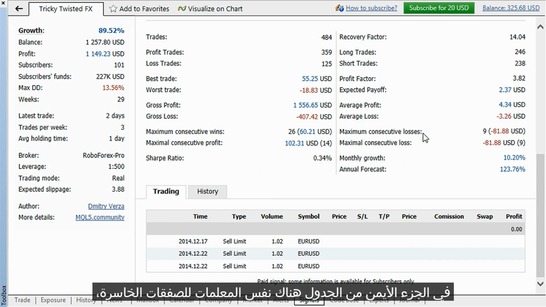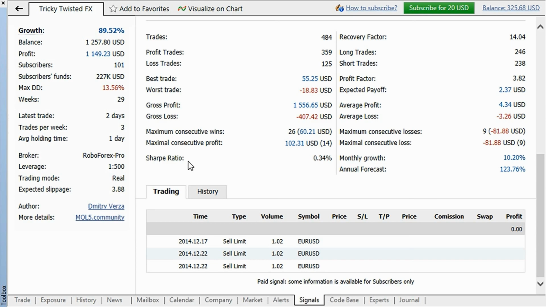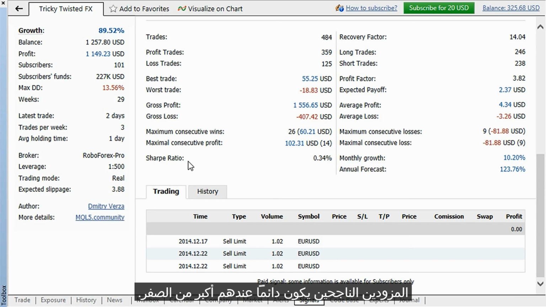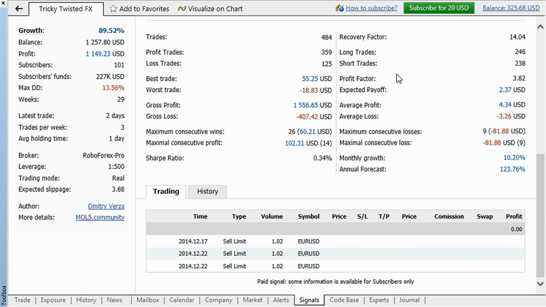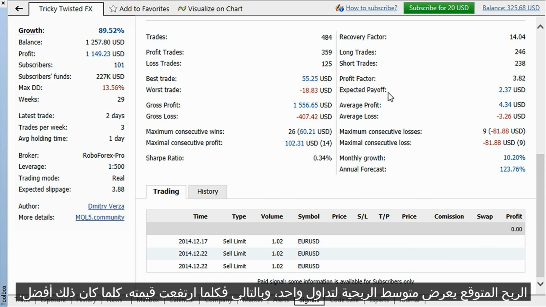In the right part of the table, there are the same parameters for loss-making trades, and for consistent signals, they should be minimal. Sharpe ratio indicates strategy efficiency and reliability. Successful providers always have it greater than 0. Recovery factor and profit factor for efficient signals are greater than 1. Expected payoff displays average profitability in one trade, so the higher its value is, the better.